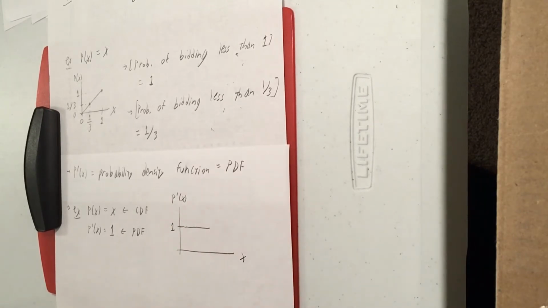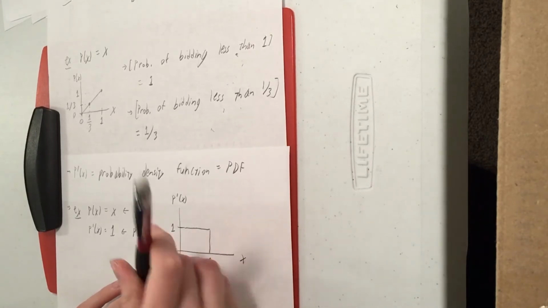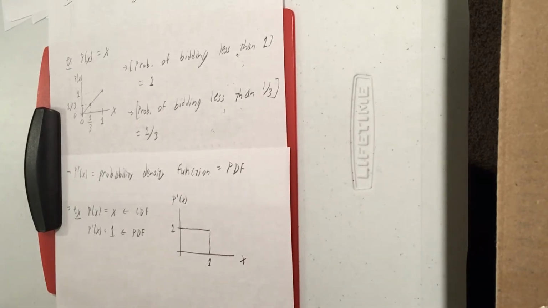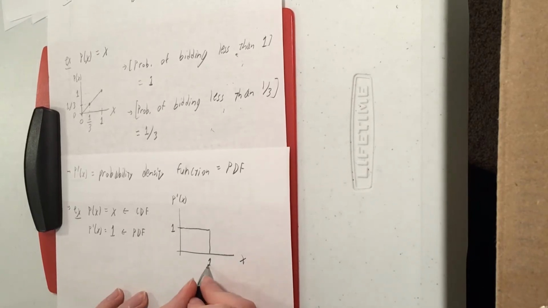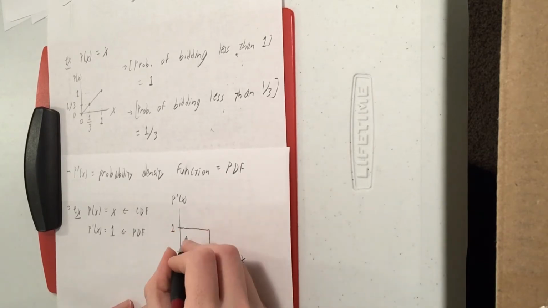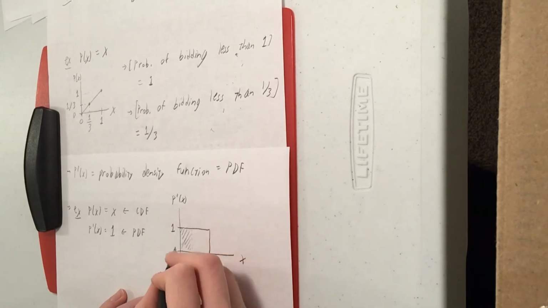And I know I was going to stop over here at 1 because you had the graph back there. Stop at 1. My graph is not to scale. Pretend I drew that better. Pretend I drew a square instead of a rectangle. So how to interpret this graph? Well, if you want to know the probability of bidding less than 1/3, with this graph, that corresponds to all the area between 0 and 1/3.